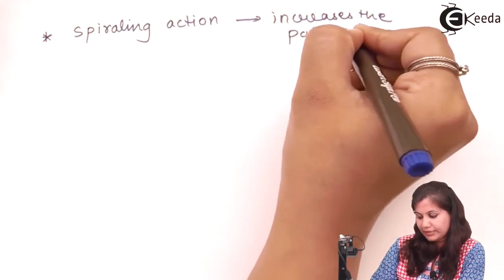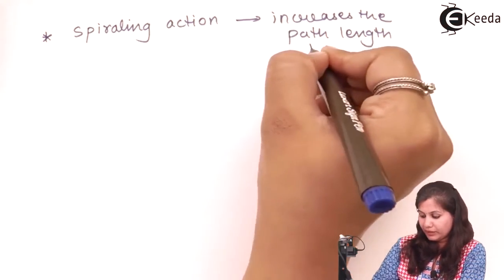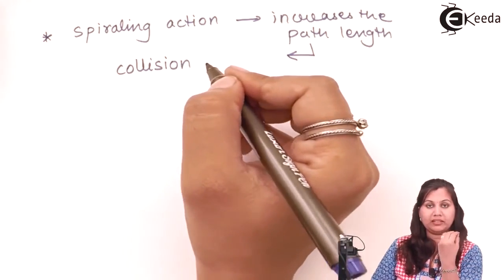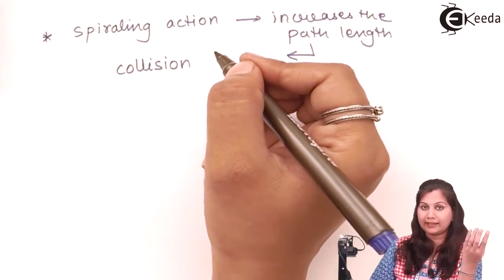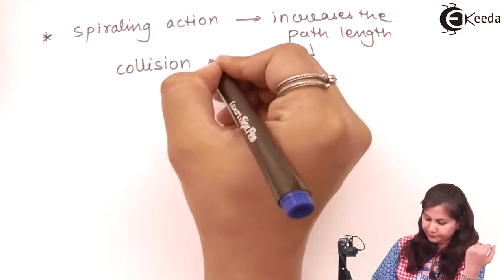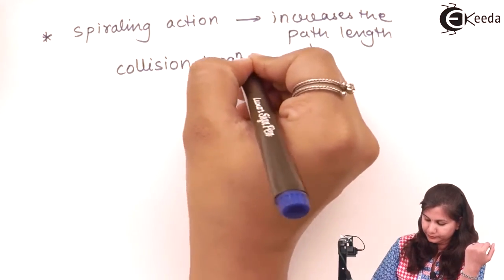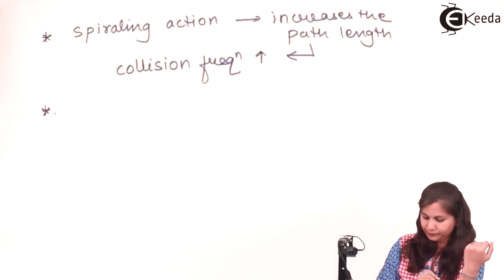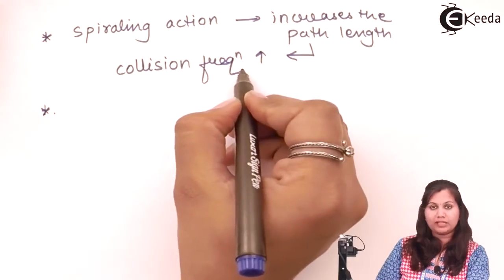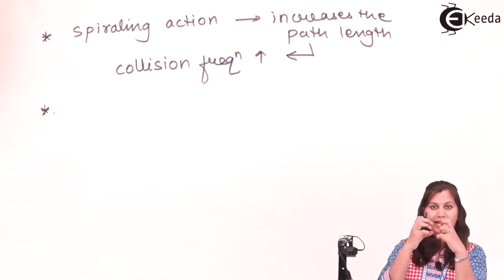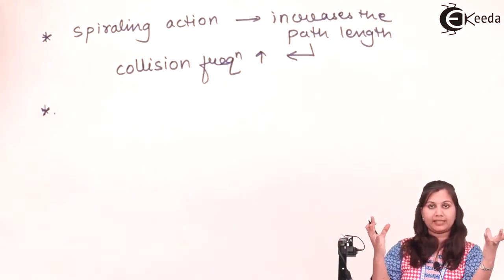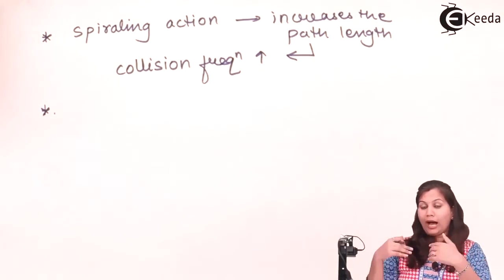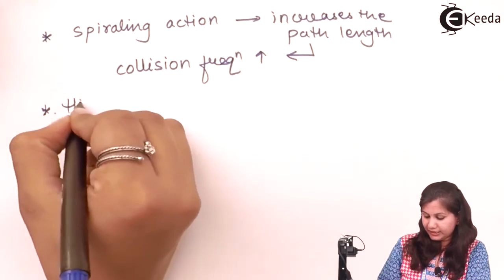And if path length is increased, it means that the collision frequency also increases. So the percentage of collision between the atoms or the gas molecules and these electrons increases. If the collision of electrons and atoms is increasing, more positive ions are being generated, more electric current is generated, and we are getting a high output. High output means that the sensitivity is increased.